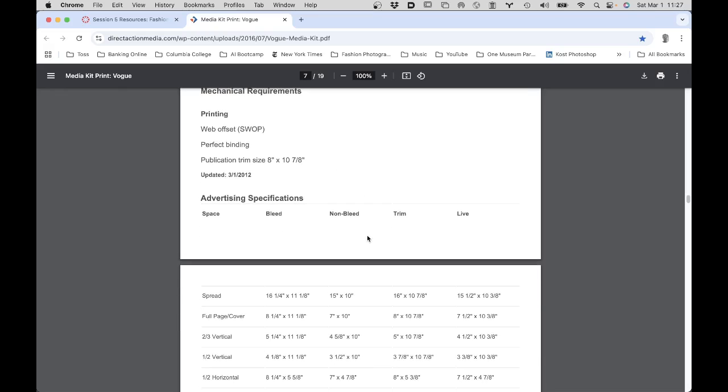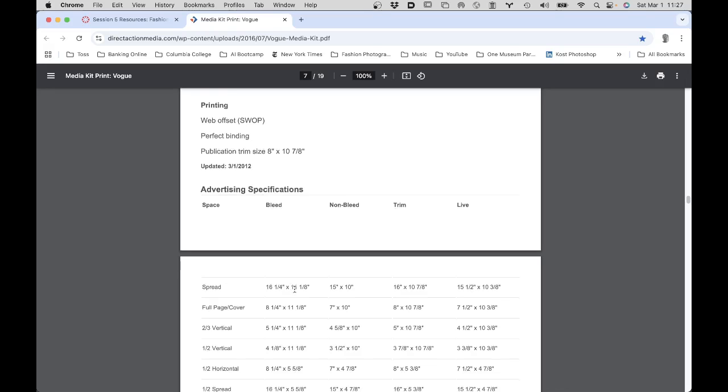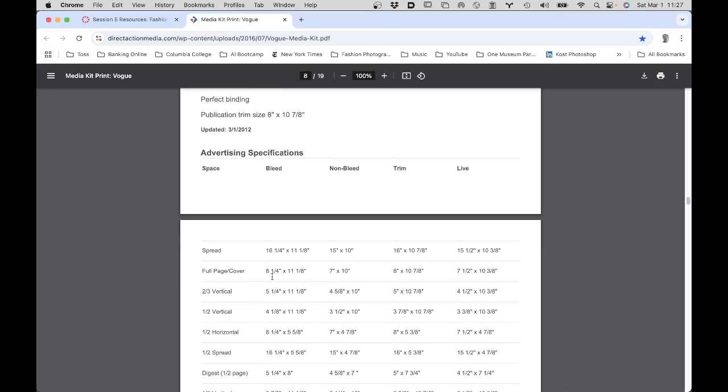The thing that matters to you, and the thing we're going to expect to see, is the actual sizes of the spreads. These are now cut sizes of the spreads. So a full page is 8 1/4 by 11 1/8. When you show your presentation at the end, your single pages should match this size.